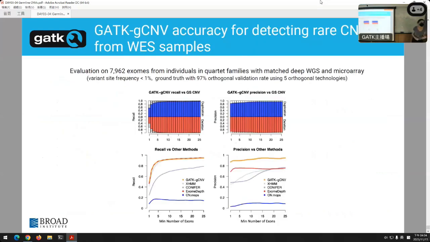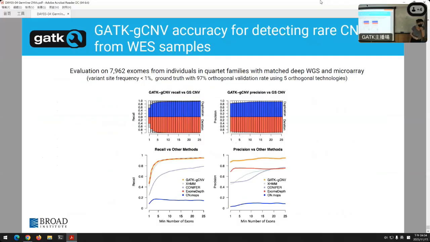Finally, the performance and accuracy of GATK GCNV for detecting rare CNVs from whole exomes has really been heavily benchmarked. That's part of that GCNV paper that's in Nature Genetics. So this is showing results from an evaluation on about 8,000 exomes. They included quartet families so that we could find information about Mendelian violation rates. And they all had matched whole genome sequencing and microarrays to be able to compare to those orthogonal sources of data.